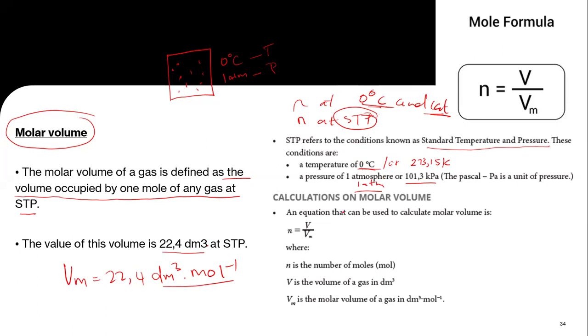So for calculation on molar volume, we're going to use this equation over here. Let me take the big one. We're going to use this equation to calculate the number of moles. This is the volume of that gas, and this is the molar volume constant, which is 22.4 cubic decimeter per mole. N is the number of moles, the units mole. V is the volume of gas, the units cubic decimeter. And Vm is the molar volume of gas, the units cubic decimeter per mole.